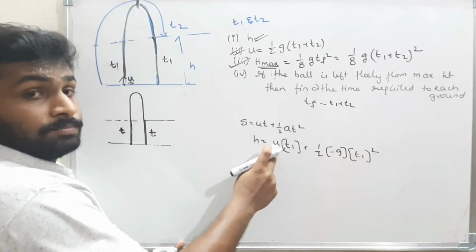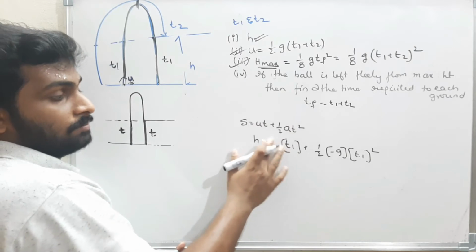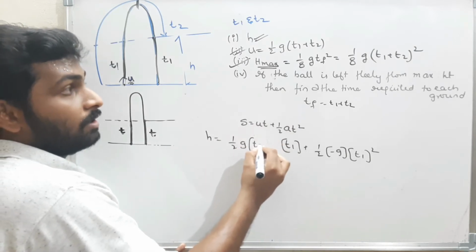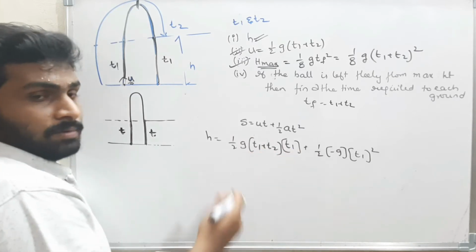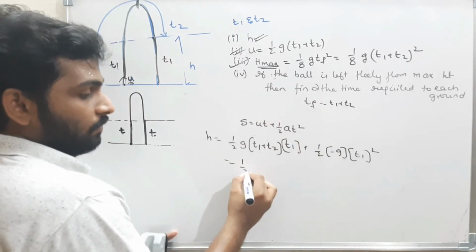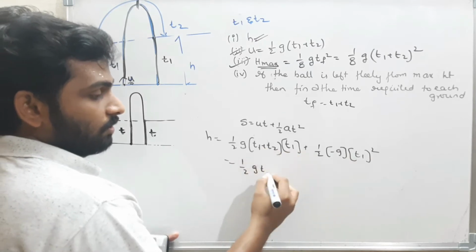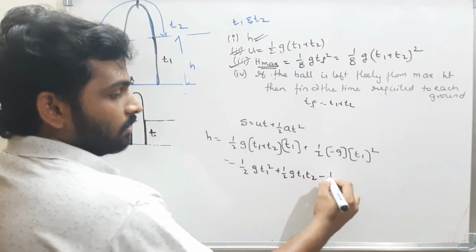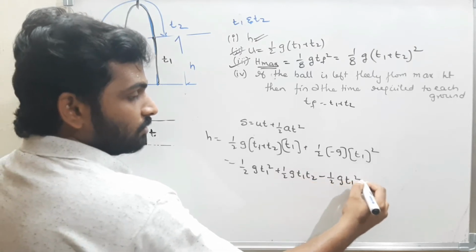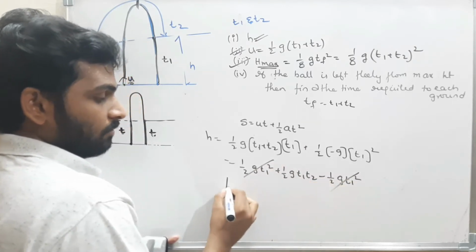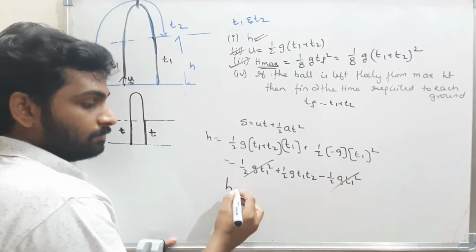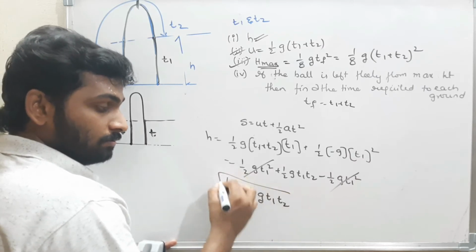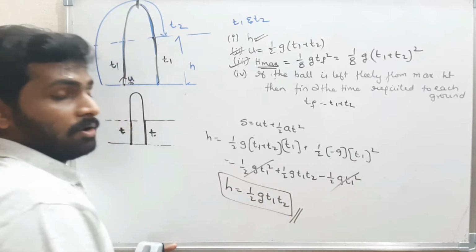Now what is u? U is nothing but half into g into (t1 plus t2). Now find the value. Half into g into t1 square, plus half into g into t1 into t2, minus half into g into t1 square. Cancel it off. What is remaining? What is the height? Height is nothing but half g t1 t2. This is the height traveled by the body.